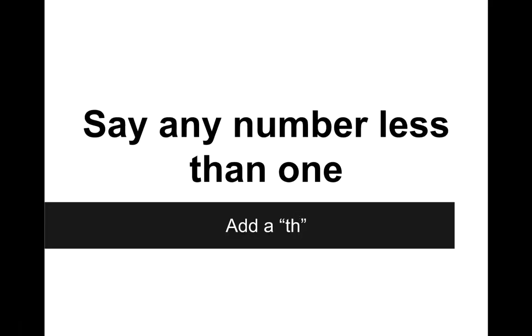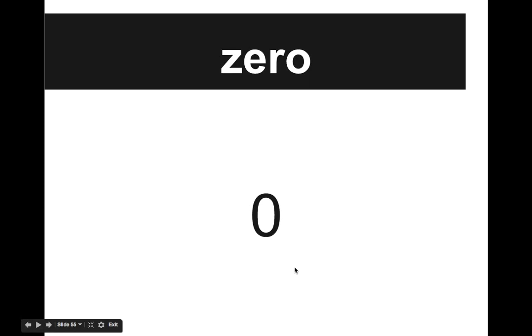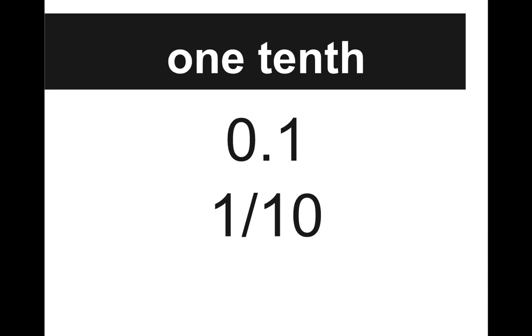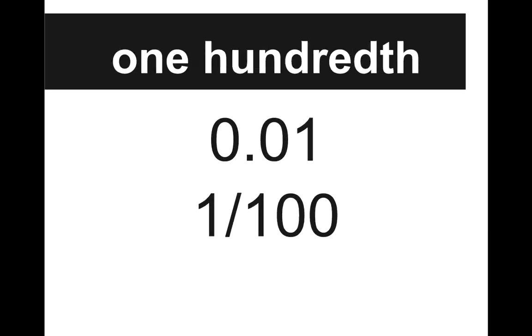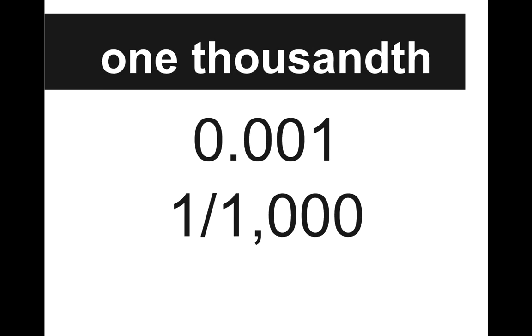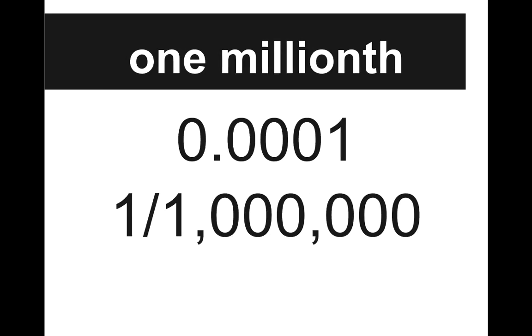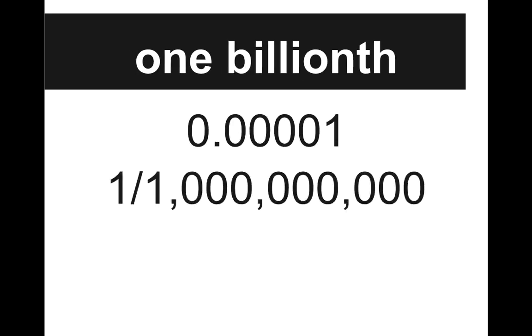What about very small numbers? To say numbers less than 1, add a th at the end of the word. Let's say some together. 0, 1/10, 1/100th, 1,000th, 1,000,000th, 1,000,000,000th.